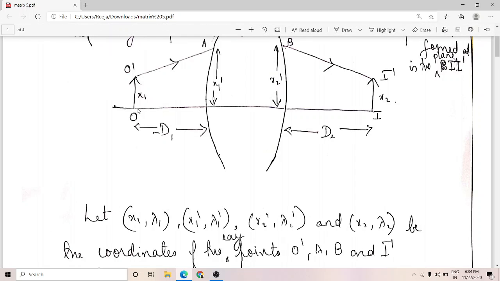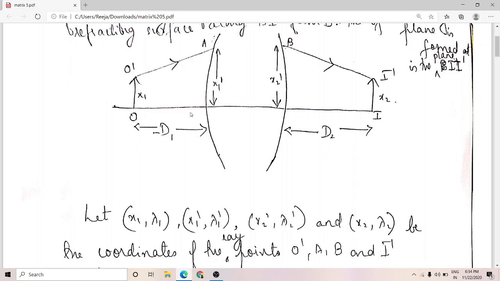Now the distance of the object from the refracting surface is represented by minus d1. It's minus d1 because on applying sign convention, the distances to the left of the refracting surface, or against the direction of the incident ray, are considered to be negative, and the distances to the right of the refracting surfaces are taken as positive. So the distance between I and the refracting surface d2 is positive, whereas d1 is negative.